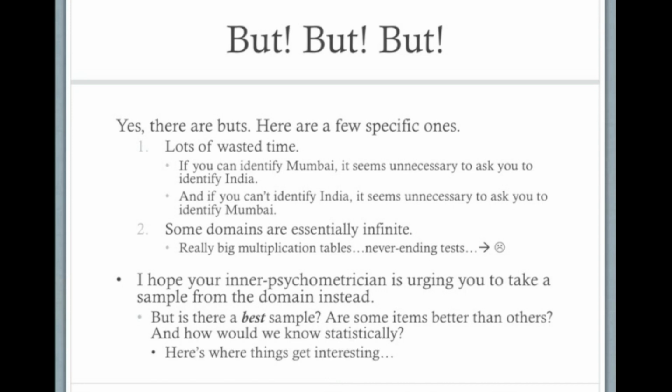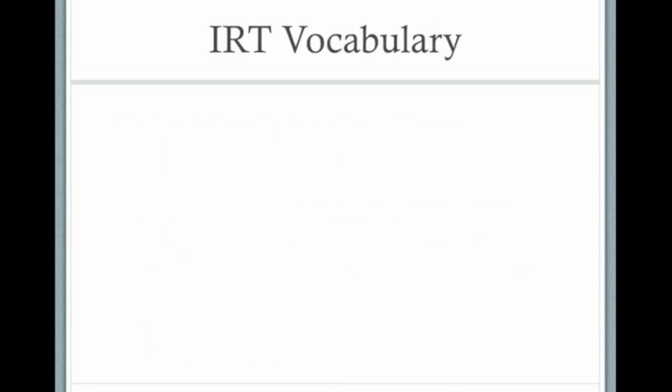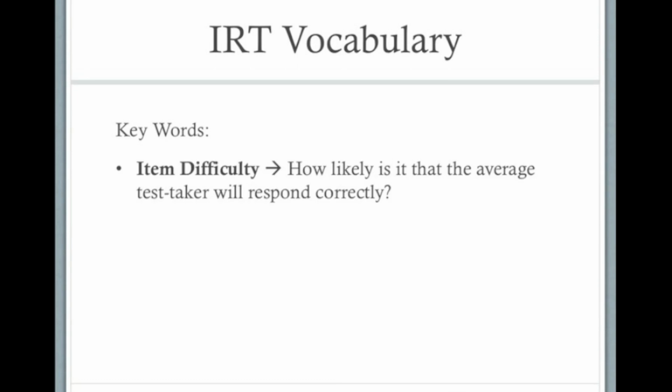Here's where things get interesting. Let's introduce some item response theory vocabulary. Keywords. The first one is item difficulty, which is generally how likely is it that the average test taker will respond correctly to an item.